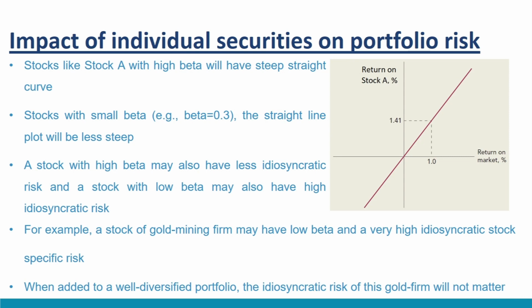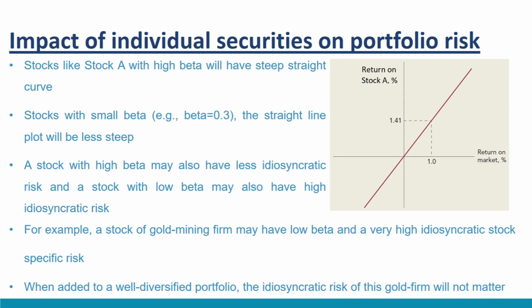Many times a stock with high beta also has high standard deviation, but this is not always the case. A stock with high beta may also have less idiosyncratic risk, and a stock with low beta may also have high idiosyncratic risk. For example, a stock of a gold mining firm may have low beta and a very high idiosyncratic, stock-specific risk. However, when added to a well-diversified portfolio, the idiosyncratic risk of this gold firm may not matter. What will matter is the market risk, which is expected to be very low since the beta of this firm is expected to be very small.